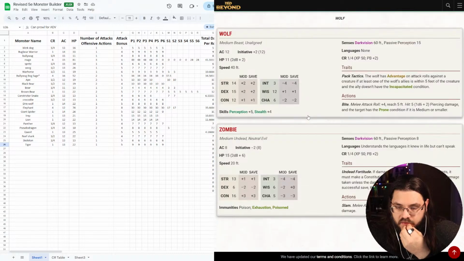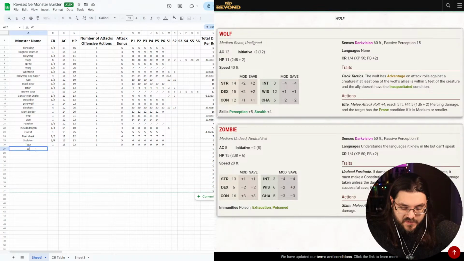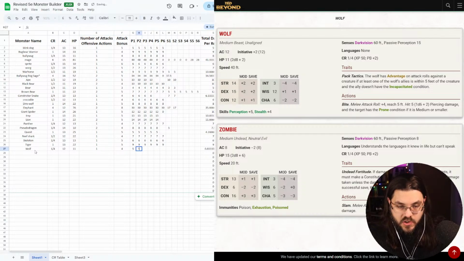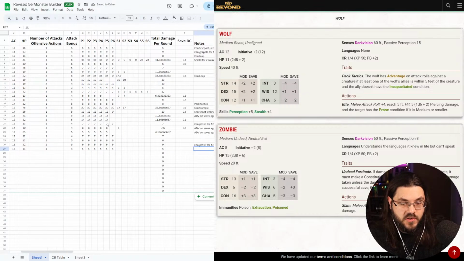Is there anything else in here? A wolf. Wolf is a classic. Can't not put wolf on the list. That's going to be 12 and 11. Number of offensive attacks is going to be 1. +4 to hit, 5 damage. And then it gets pack tactics, which is just the same as the direwolf.